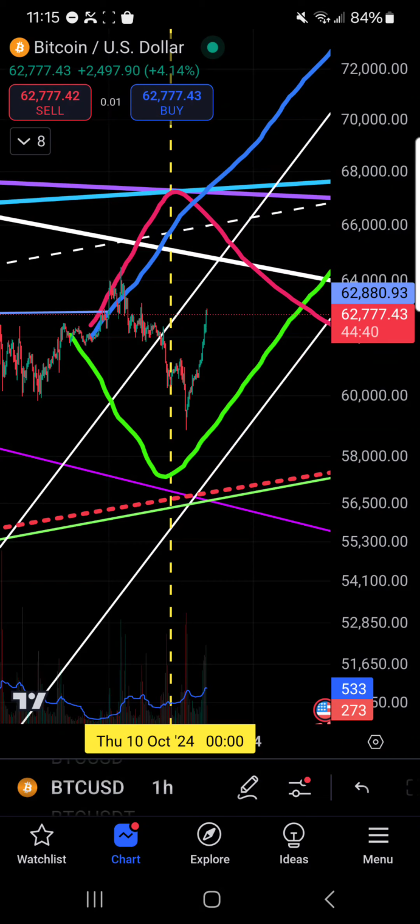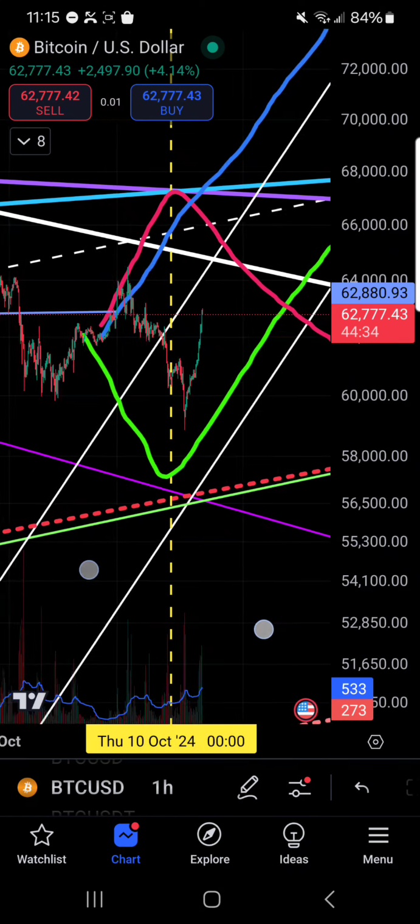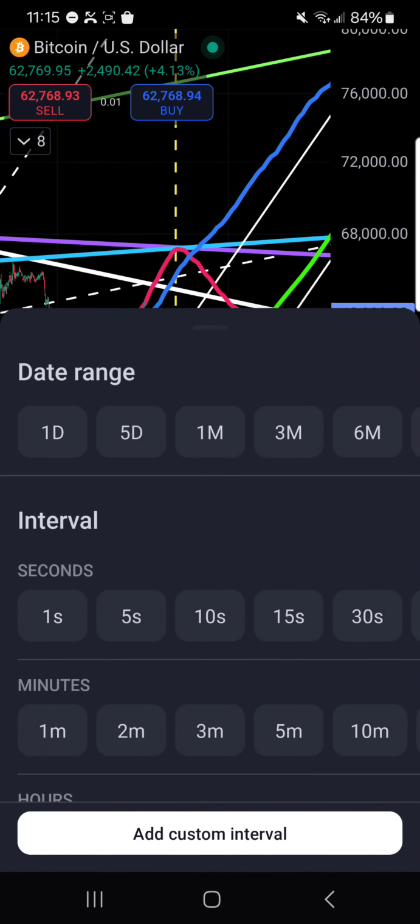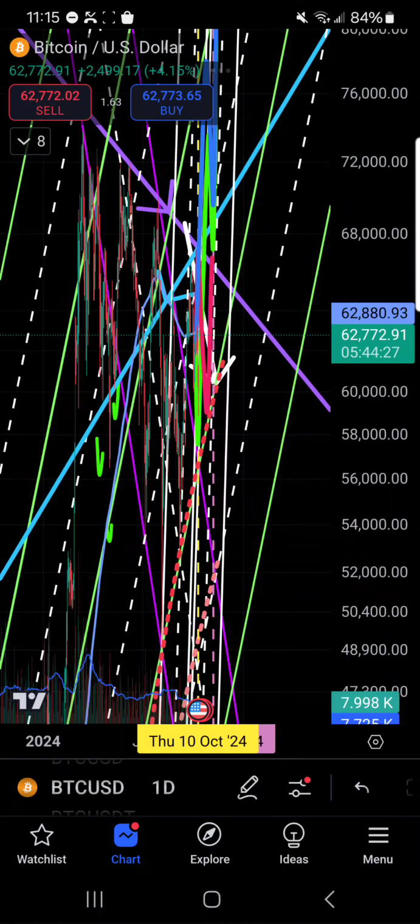Here we are looking at Bitcoin US dollar index. No, not the US dollar index. We're looking at Bitcoin US dollar on the Coinbase chart. Why? Because the other chart's full of lines and it's out of control. Let's go to the daily time frame.